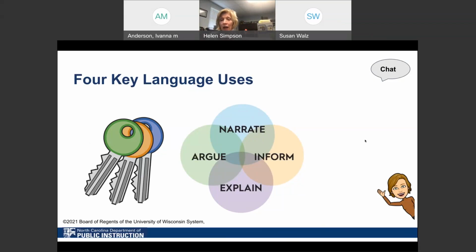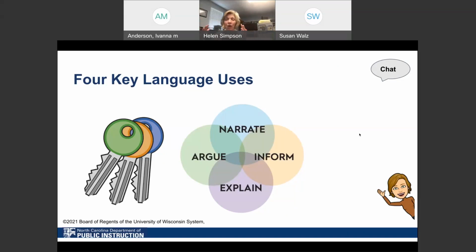Excellent, narrate, ELA, social studies, narrate, ELA, exactly. And so reading a story or writing a story, fiction, biographies, memoirs under narrate, exactly. And so what you see is that these key language uses cross many content areas.